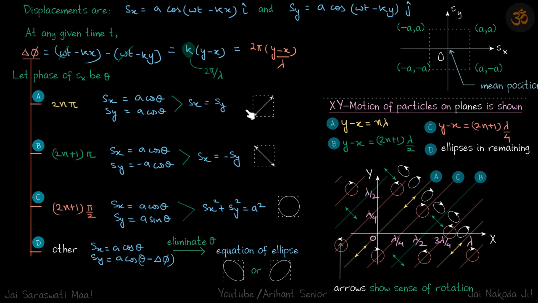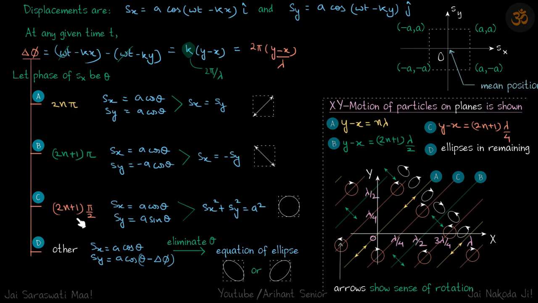Now second, if the phase difference is (2n plus 1)π. In that case, if Sx is a cos theta, then Sy will be a cos(theta minus (2n plus 1)π). That will be minus a cos theta. So now you can see when Sx reaches maximum, when cos theta is 1, this will become minus 1. So the particle will oscillate like this, again in a straight line.